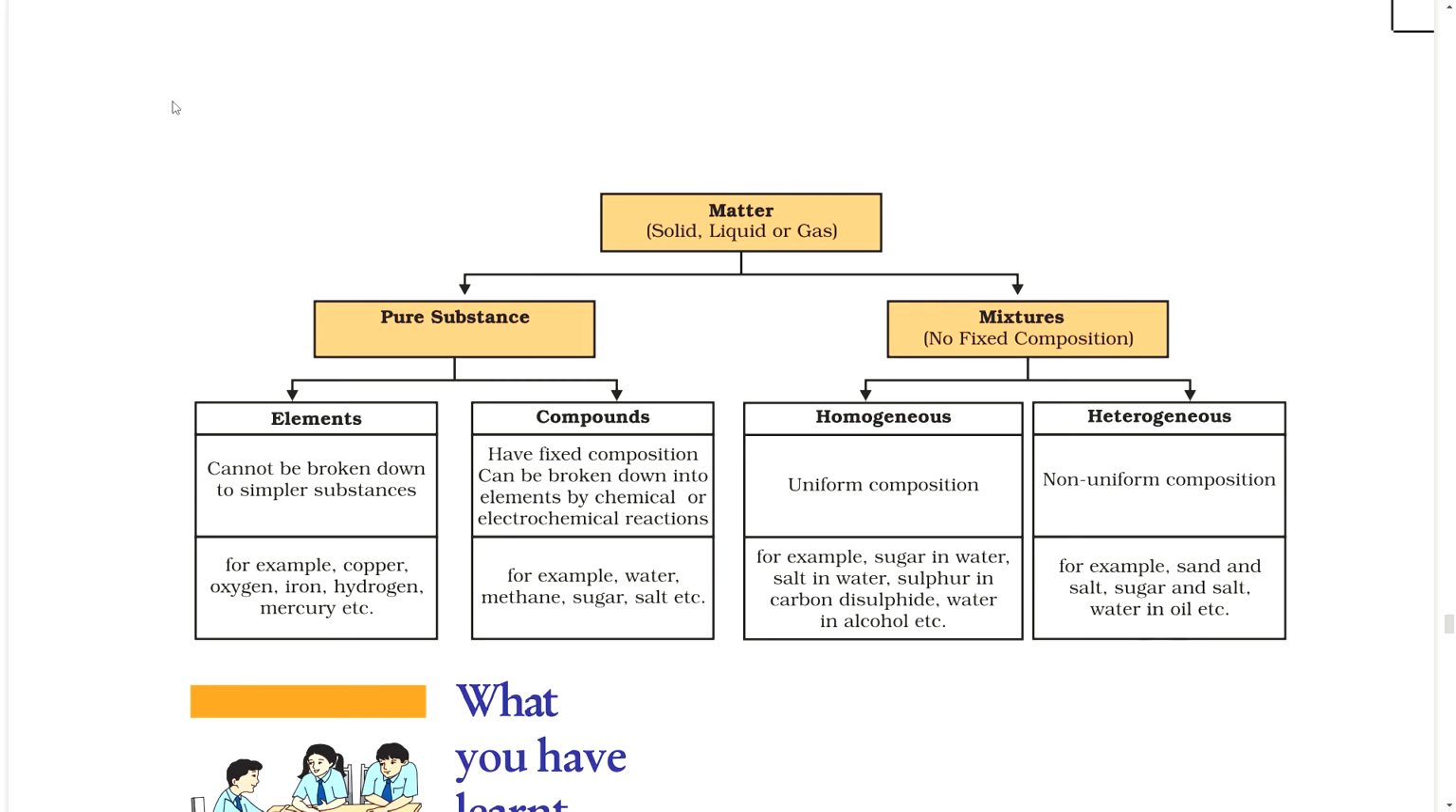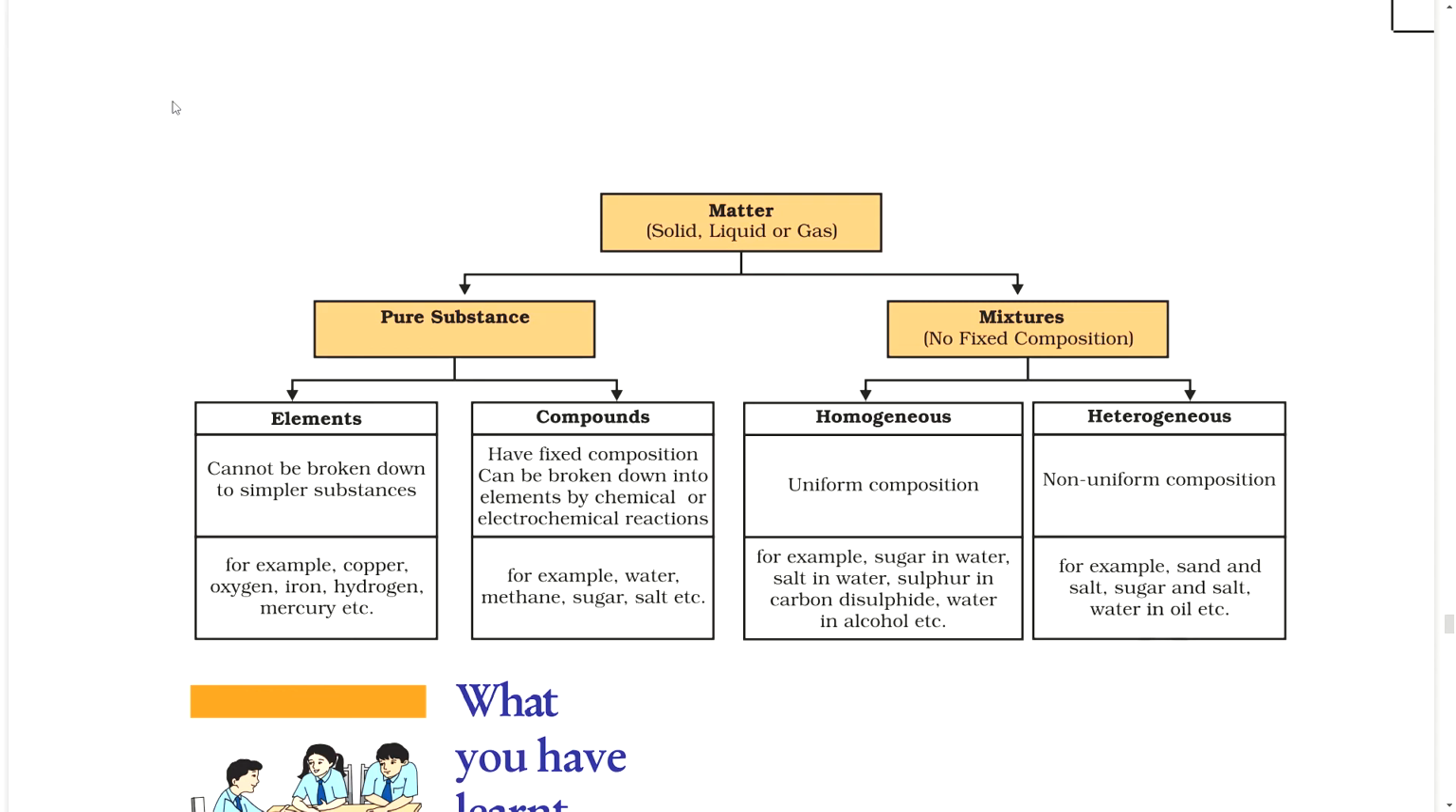Matter: solid, liquid or gas. Pure substance; mixtures, no fixed composition. Pure substance: element, compounds. Mixtures: homogeneous, heterogeneous. Elements cannot be broken down to simpler substances. For example, copper, oxygen, iron, hydrogen, mercury, etc. Compounds have fixed composition and can be broken down into elements by chemical or electrochemical reactions. For example, water, methane, sugar, salt, etc.